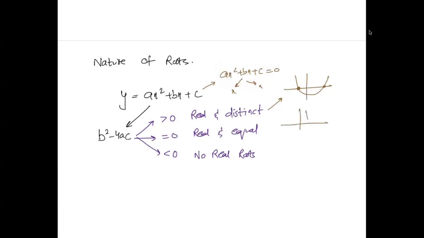That meant that the x-axis is going to be tangent to the curve. So the curve is only going to intersect the x-axis at only one point. And when we have no real roots, that means that the curve is either entirely above the x-axis or below the x-axis, which further means that there is no intersection point between the x-axis and the curve. So there are no roots. That was what we discussed in the last class.